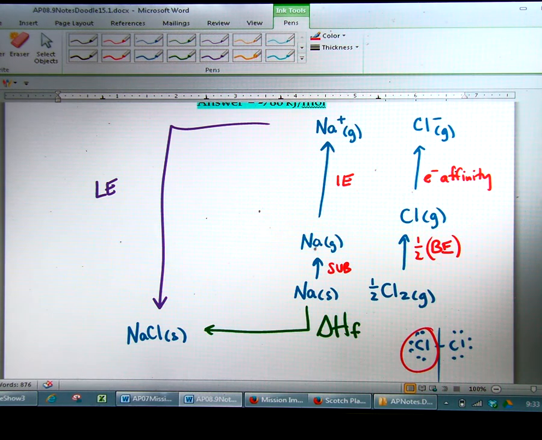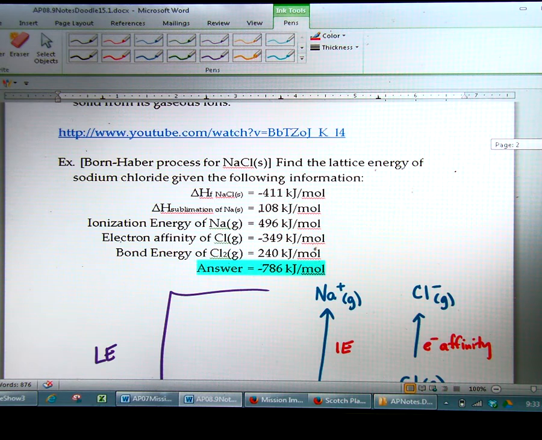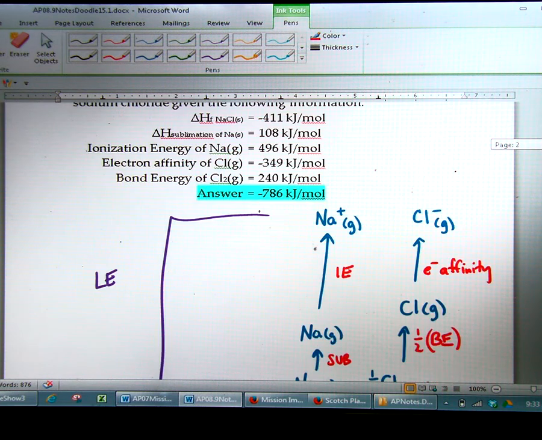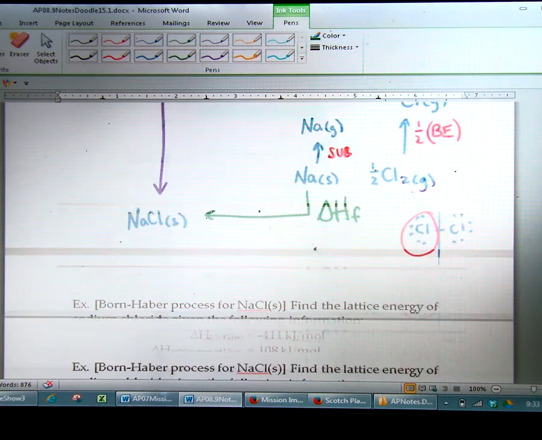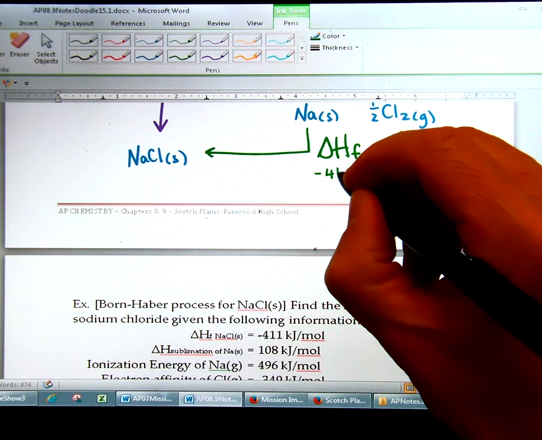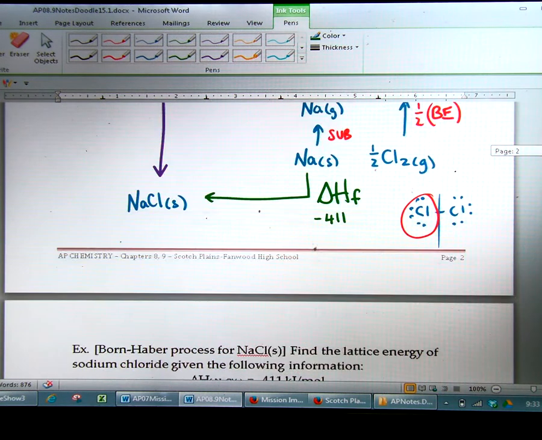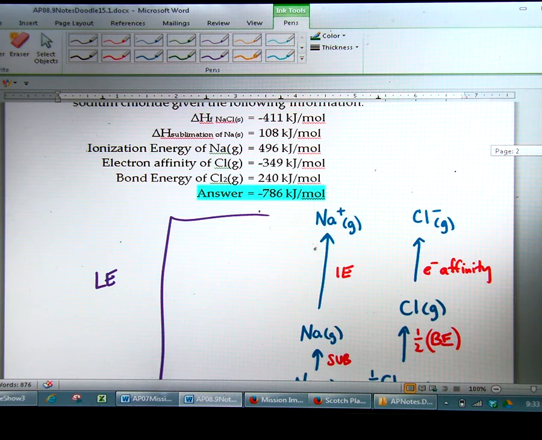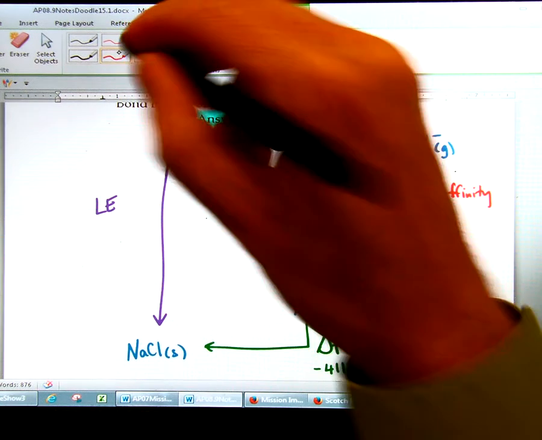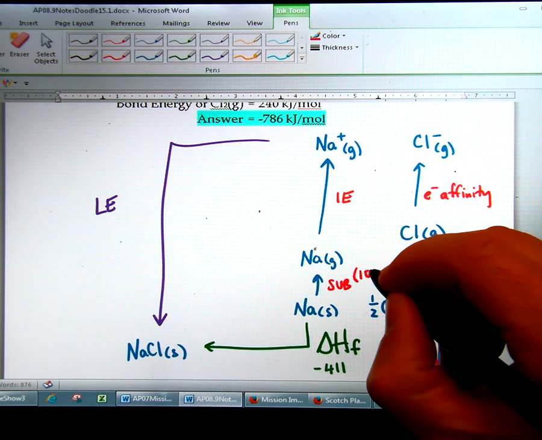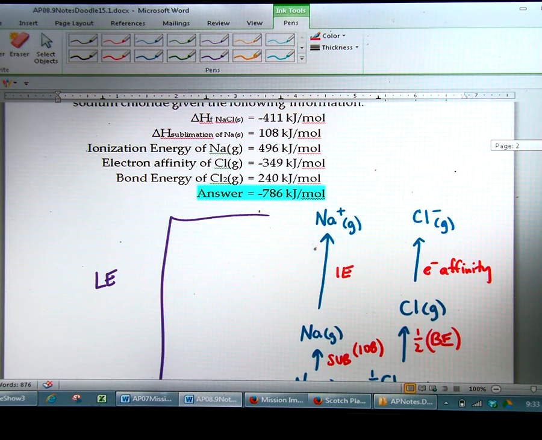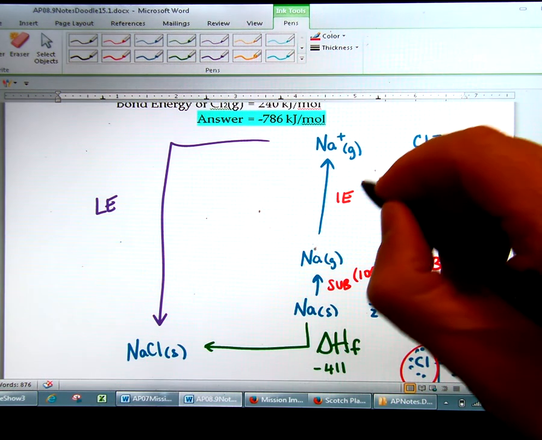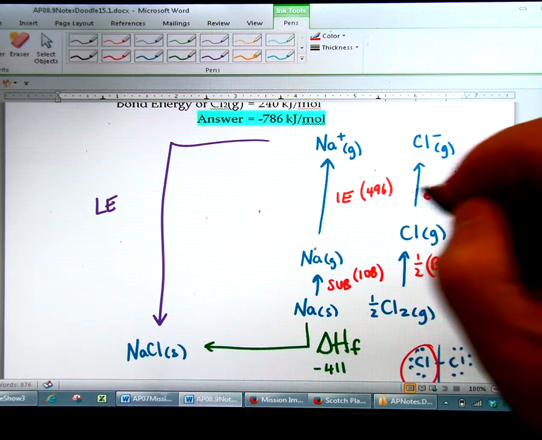So from the top of this sheet, you can see all the numbers for these things. Okay, so let's go one at a time. The heat of formation of sodium chloride is negative 411 kilojoules per mole. So that's over here, negative 411 kilojoules per mole. The next thing it tells you is the sublimation is 108. So I'm going to write 108 kilojoules for that. And then it says that the ionization energy is 496. So that's going to be 496 kilojoules.